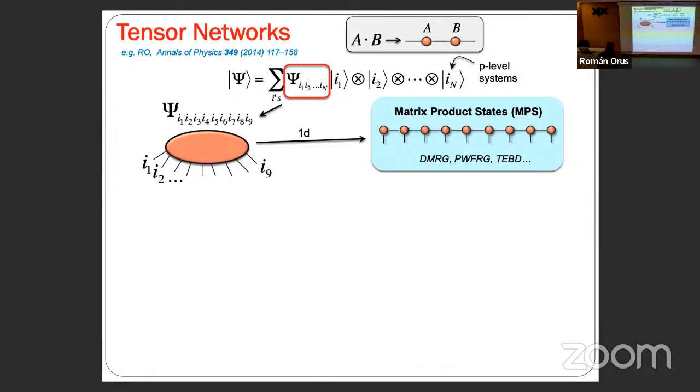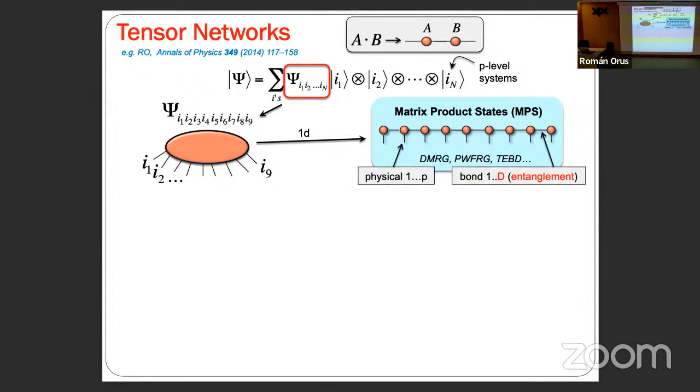One possibility is to decompose it as a matrix product state. This is a very well-known tensor network. It's essentially a one-dimensional array of tensors. And it's actually at the basis of several numerical methods that are very powerful and also very well-known. Most prominently, DMRG, density matrix renormalization group, is nothing but a variational method over this family of quantum states.